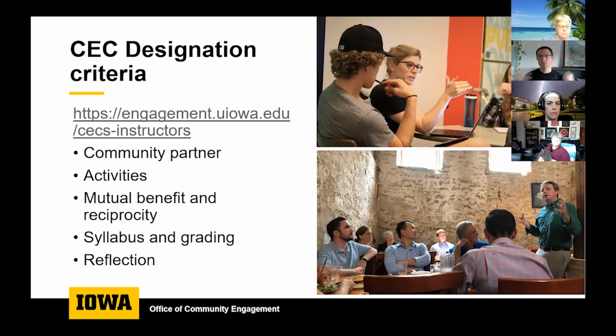Oftentimes what we recommend with reciprocity, though, is that we start with community needs and see how we can match community needs with the course objectives. So that mutual benefit piece then is looking at how does this partnership within this course result in mutual benefit between the faculty or the instructor and the students and the community partner. So how is the reciprocity, how is the partnership itself, how is that process leading to mutual benefit?